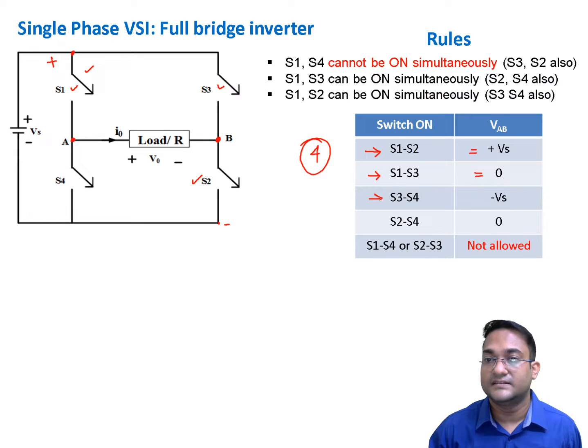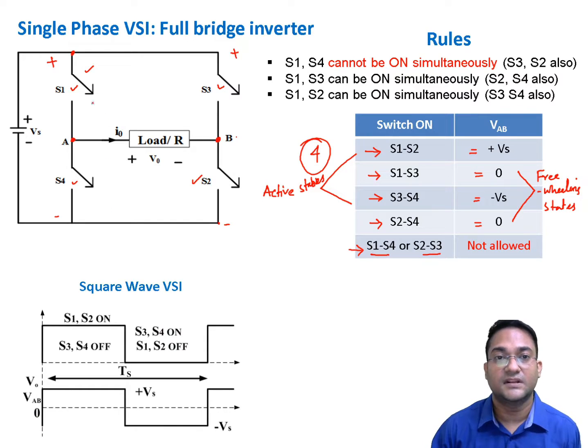And if you turn on S3 and S4 together, B will be sitting at plus potential, A will be sitting at minus potential. So VAB is going to be minus VS. And if you turn on S2 and S4 together, then again VAB is going to be 0. So these 2 switching states where we are getting plus Vs and minus Vs across the load terminal, we call them active states. And these 2 where we are getting 0 across the load terminal, we are going to call freewheeling states.